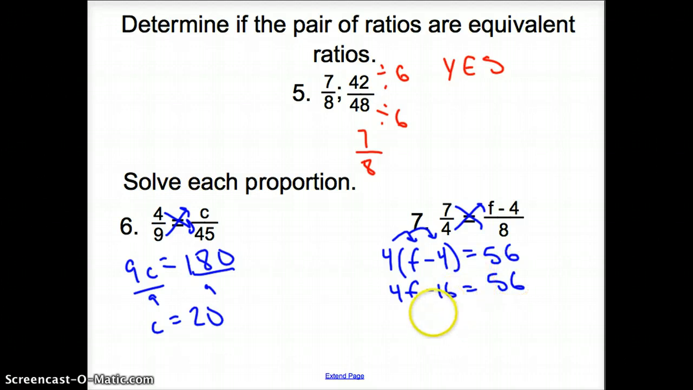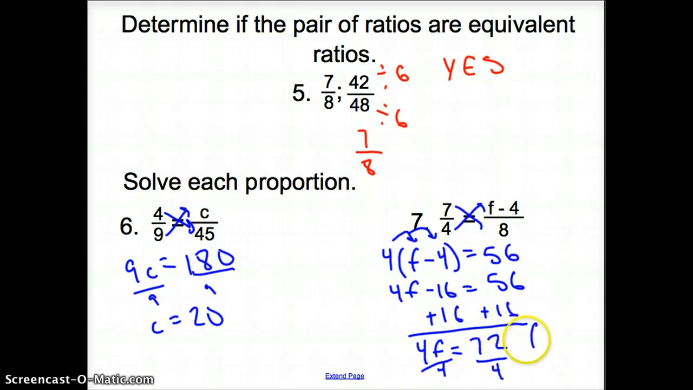Now we have a two-step equation on our hands. Add 16 over to the other side to get 4f equals 72. How do we get the f by itself? We have to divide by 4. Divide by 4. So now f equals 18. Final answer. You can always check this if you want. How do you always check this? By putting it in for your variable, for f.